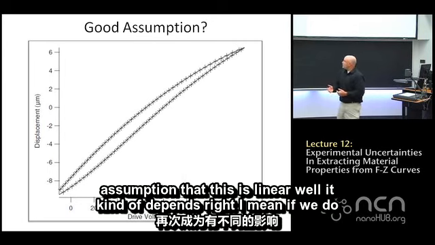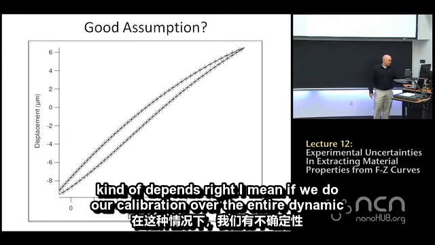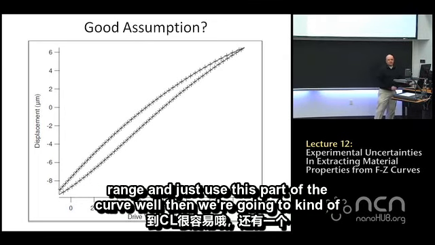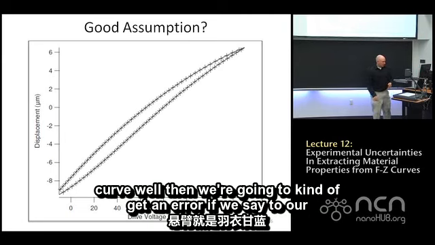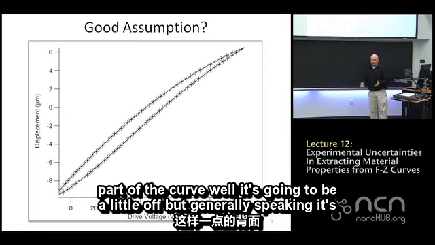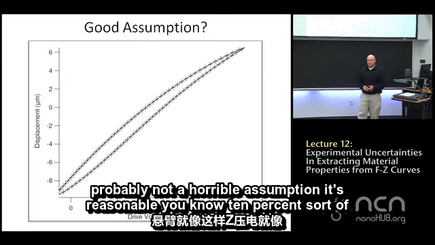Well, it kind of depends, right? If we do our calibration over the entire dynamic range and just use this part of the curve, well, then we're going to get an error. If we, say, do our calibration up here and then use this part of the curve, it's going to be a little off. But generally speaking, it's probably not a horrible assumption. It's reasonable, a 10% sort of issue, maybe.